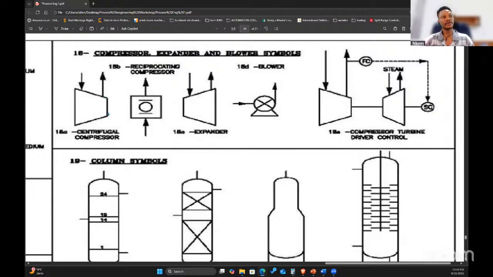Okay, so that's for compressor, and then for expander. Then for blower, blower is similar to a pump. The diagram is very similar to pump. Then we have, okay, this is a compressor and turbine. And which one will be a turbine here? Which one will be a compressor? Because one is a prime mover.